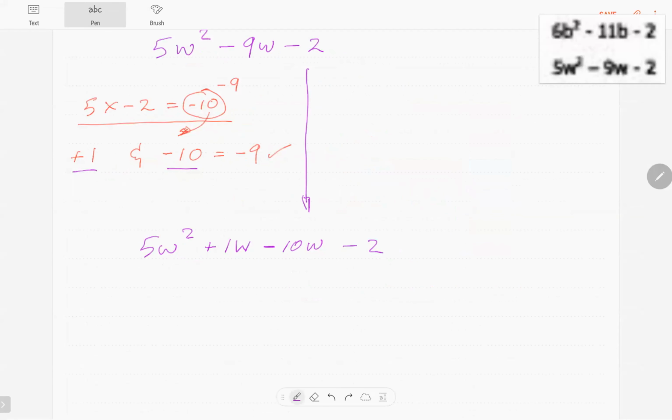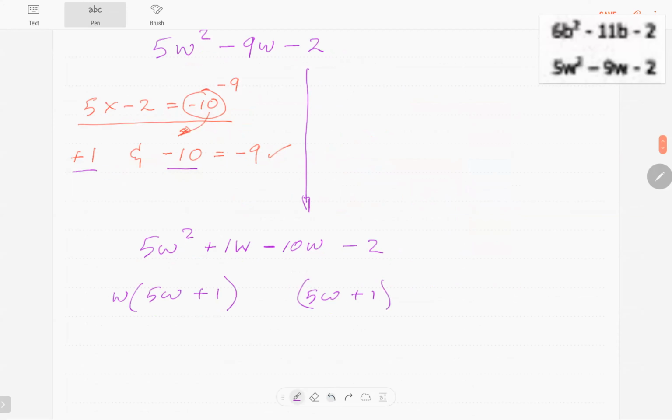So we're going to factorize by parts now. Let's factor those two terms, which is just w. So we're going to get w into 5w plus 1. And you have to put 5w plus 1 over here. Whatever is in this bracket, you move it back over here first.